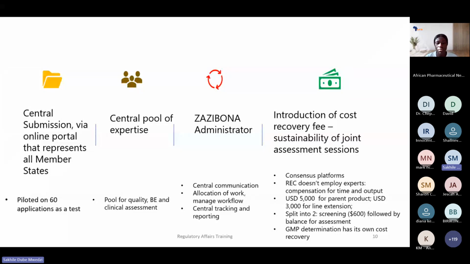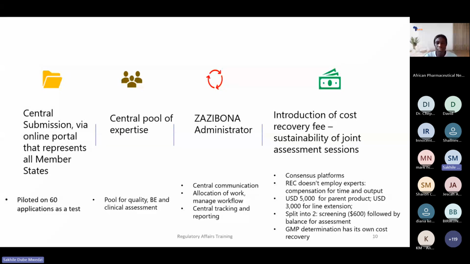So the initial fees that were introduced were half of what you're seeing on the screen right now. The current fees after the piloting are now $5,000 for a parent molecule, and then $3,000 if there is a line extension. So the scope of our products, we only deal mainly with generic products. So the fees that you're seeing there apply to generic applications, a parent molecule, and then the line extension comes in slightly cheaper because a lot of the work overlaps because there's a lot of commonalities if it is a true line extension.